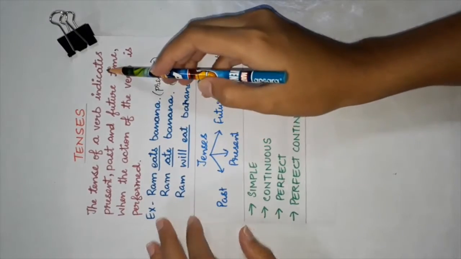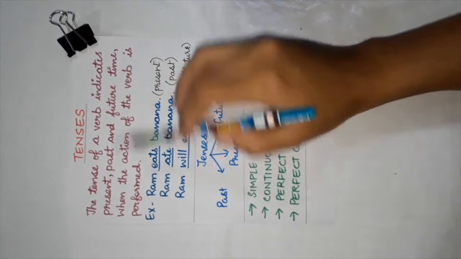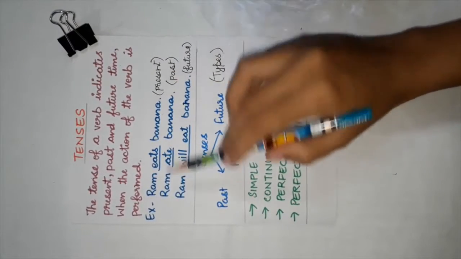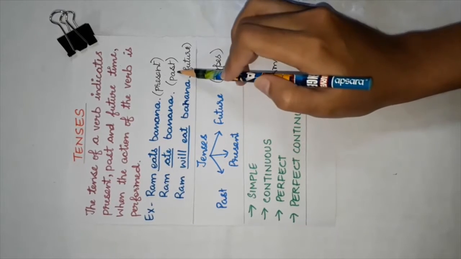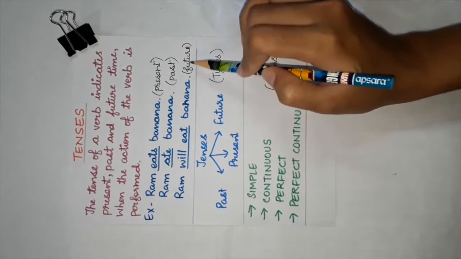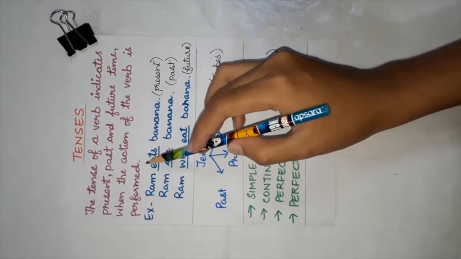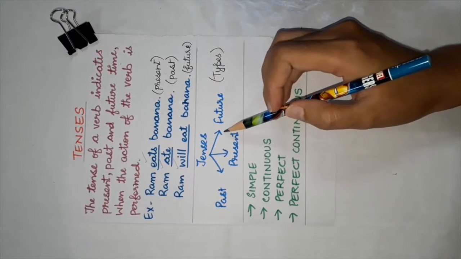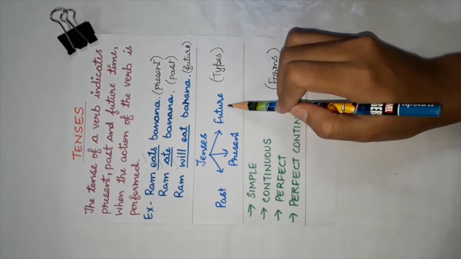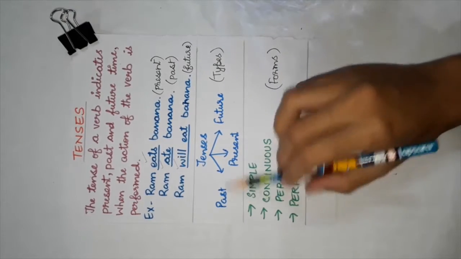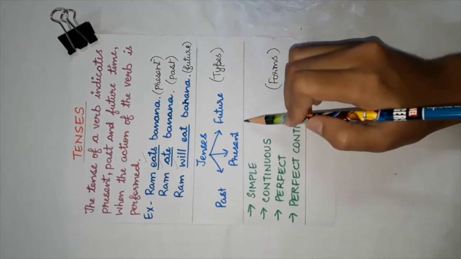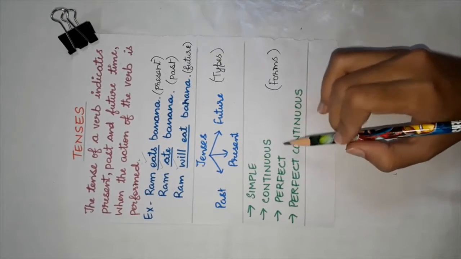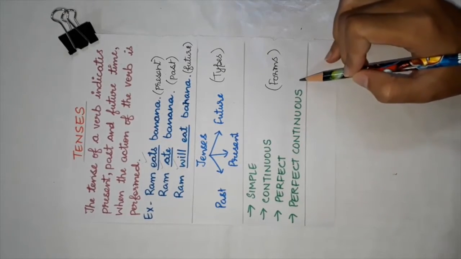The tense of a verb indicates present, past and future time when the action of the verb is performed. Ram eats banana. Present tense. Ram ate banana. Past tense. Ram will eat banana. Future tense. So the action of the verb is changing continuously in all three sentences. So we have three tenses: past, present and future, out of which today we are going to discuss the past and future tense. And these three types have four forms each. The first is simple, second is continuous, third is perfect and fourth is perfect continuous.